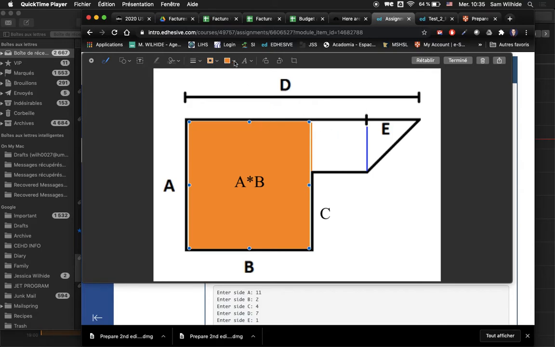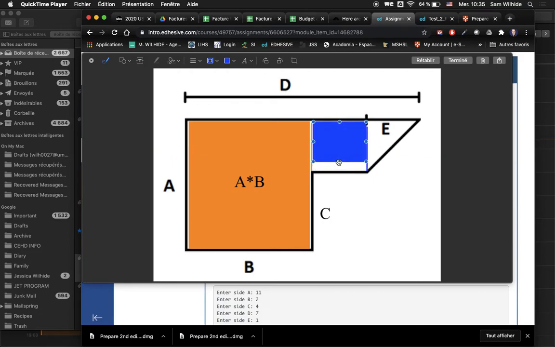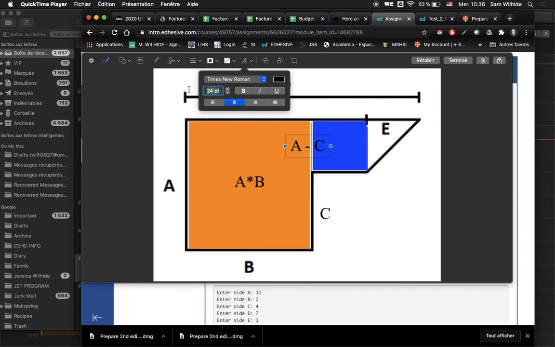Okay, so let's look at the smaller rectangle here. So here's a small rectangle. And let's see, what are the dimensions of this rectangle? Well, the vertical side here, it looks like it's part of A, but then minus C. So the vertical side of that rectangle is A minus C. Let me just make that a little bit smaller. All right, so that side is A minus C.